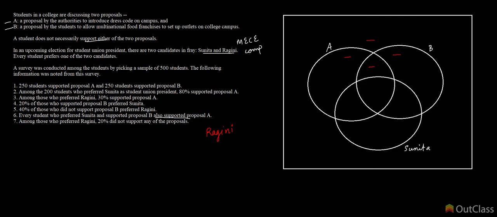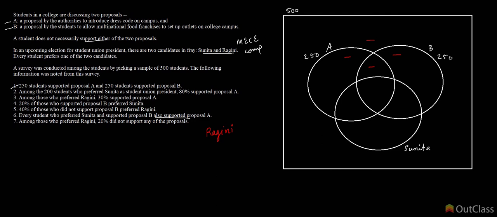What are all of the information that you have? Total you had 500 students. So the universal set has 500 elements. 250 supported A. So A has a total of 250 people inside. 250 supported B. So we've used the first clue.